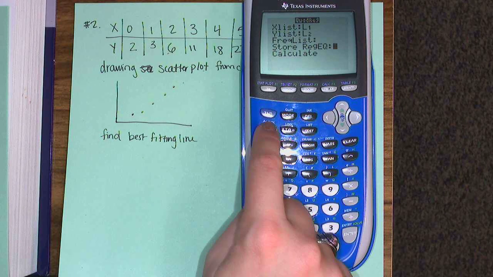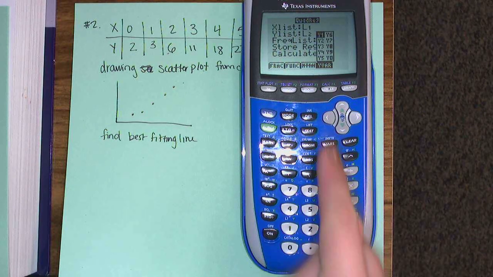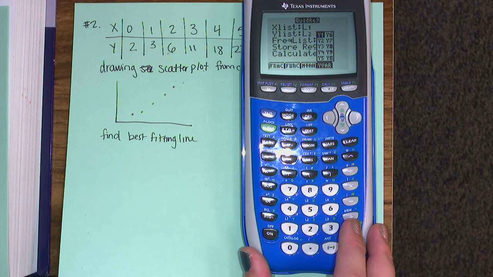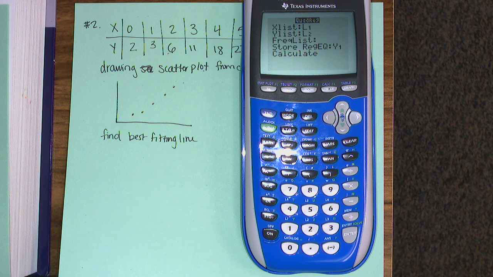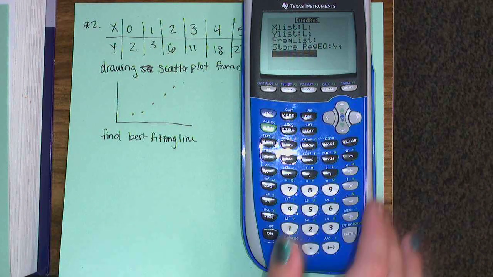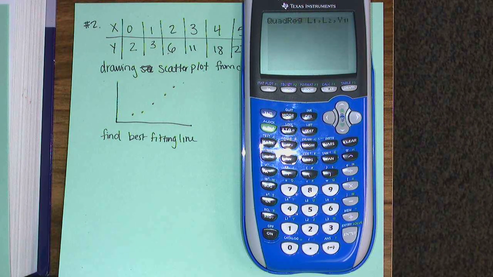So I'm going to hit alpha, trace, and then I'm going to pick my y that I want it in. And it's going to store it there. And then I'm going to hit calculate. Okay, so in this case, and this formula doesn't match up exactly to the book because the book has done an approximation of it.